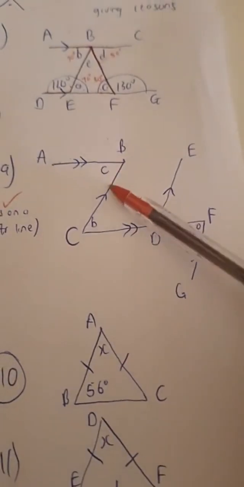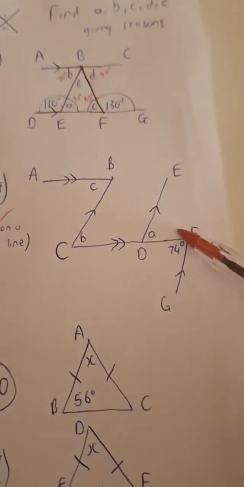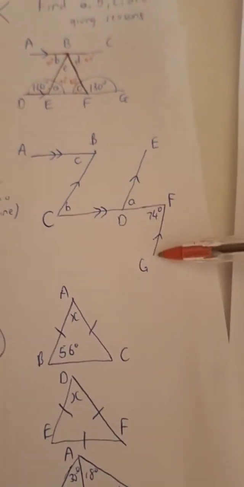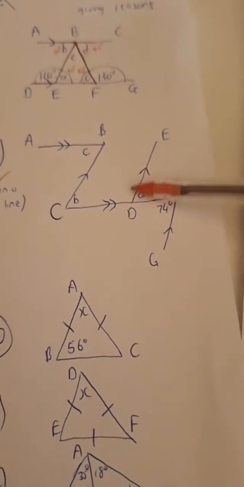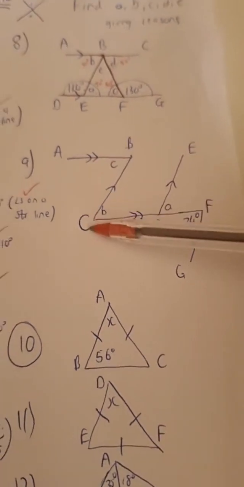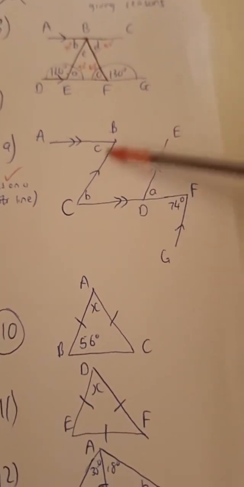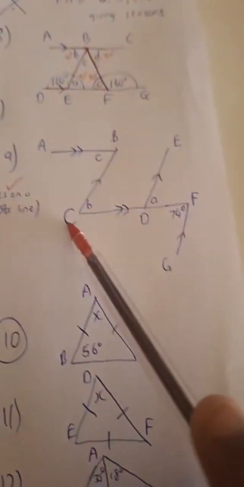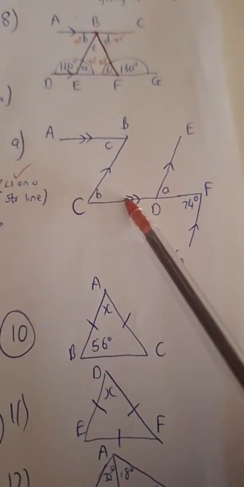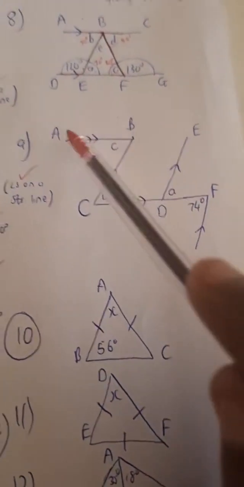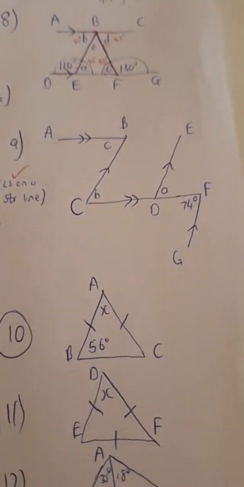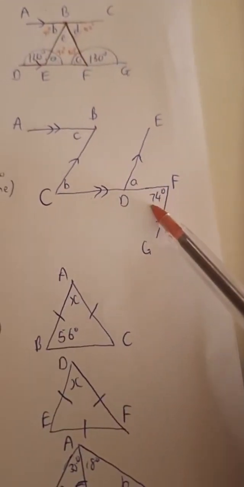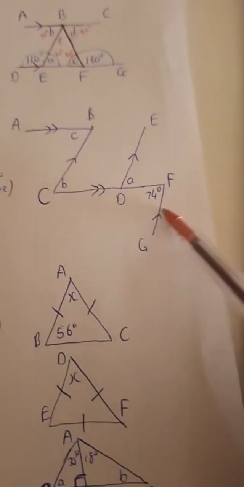Okay, guys, we need to find small letter C, small letter B, small letter A. We are given this 74 degrees, and I'm sure you can see FG is a parallel line, DE is a parallel line, CB is a parallel line. Apparently this line and this line and this line, they are parallel. And then CF has the double arrows with AB, which means this line is parallel to that one. So now we need to find A, B, and C. And we are only given 74 degrees as this angle.